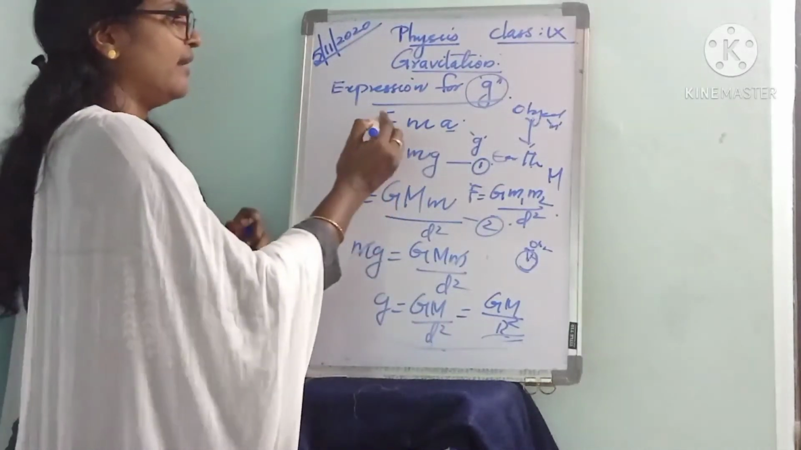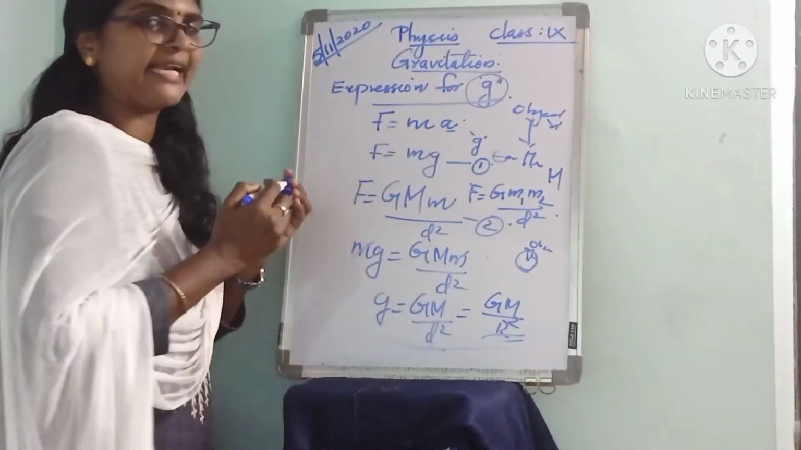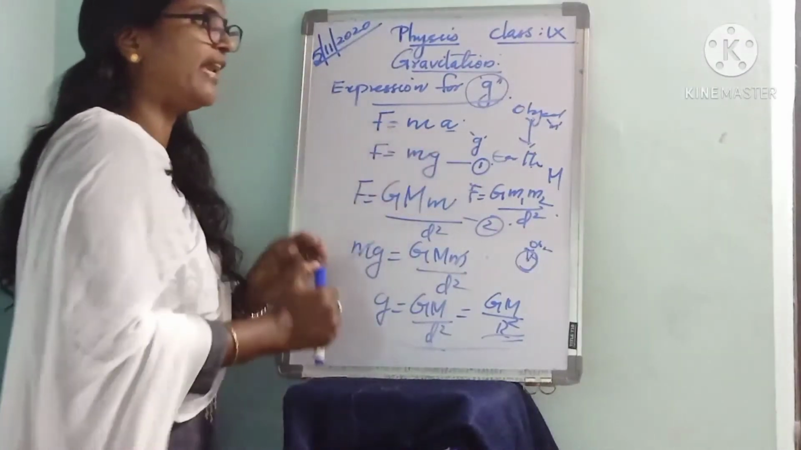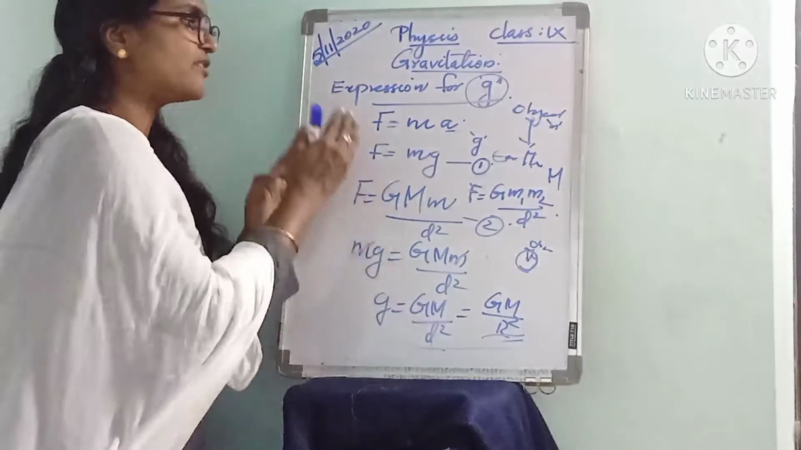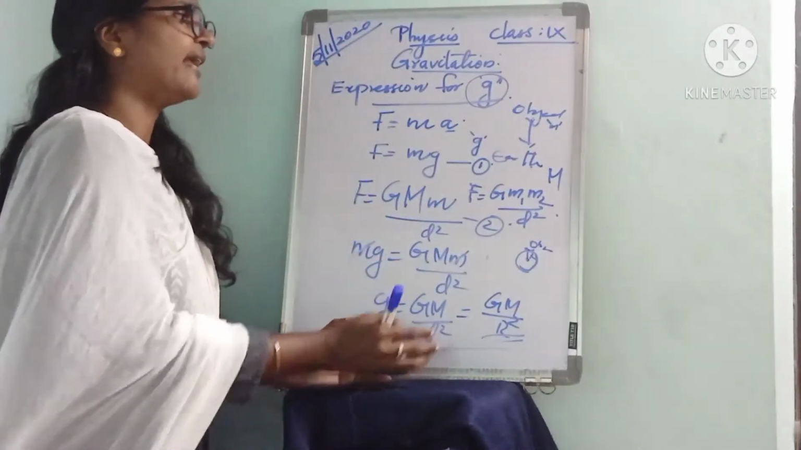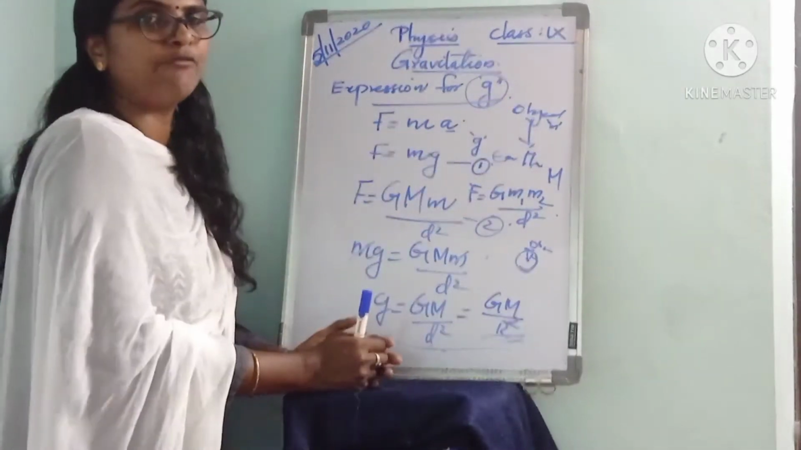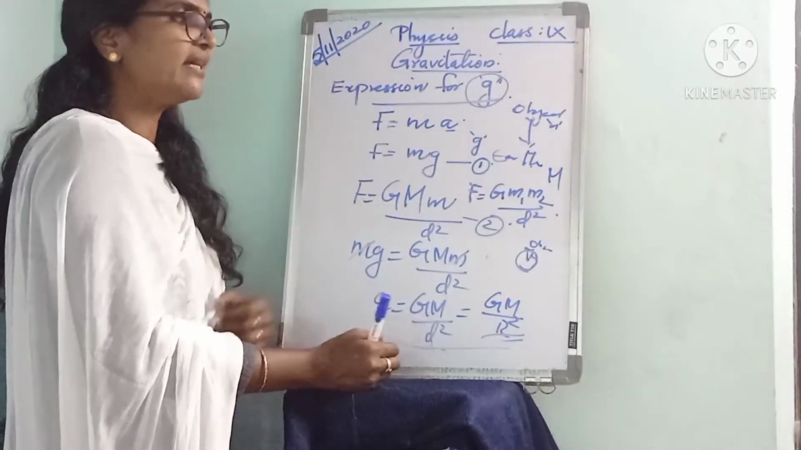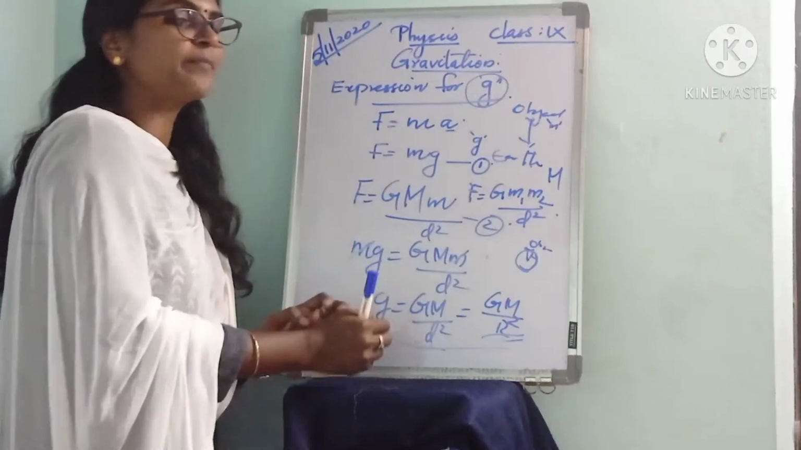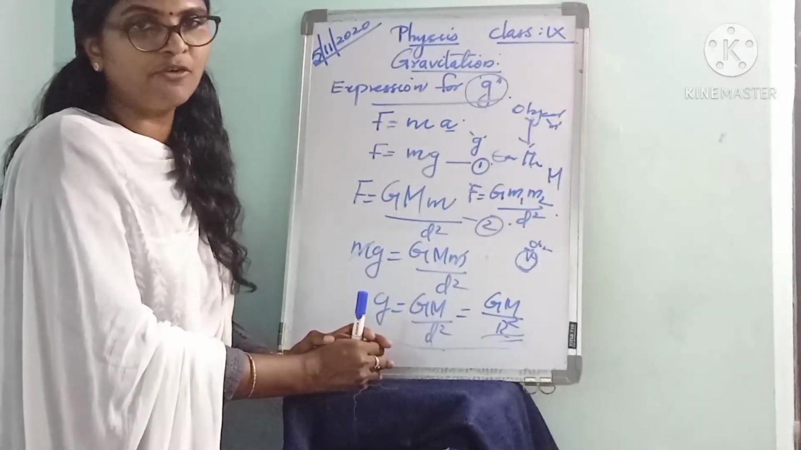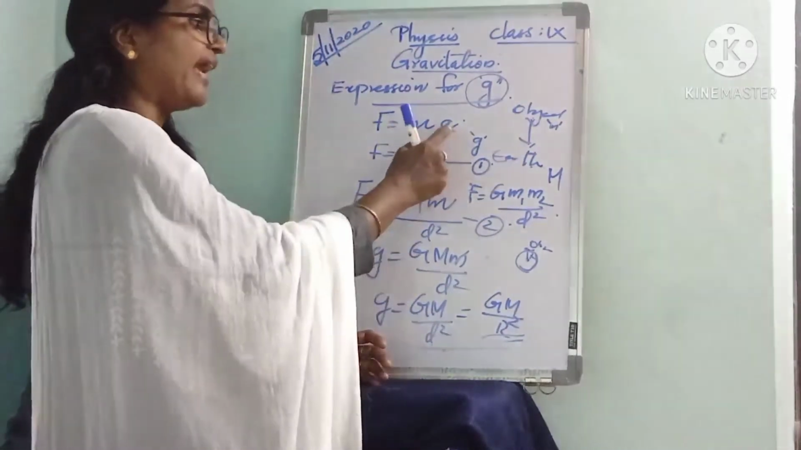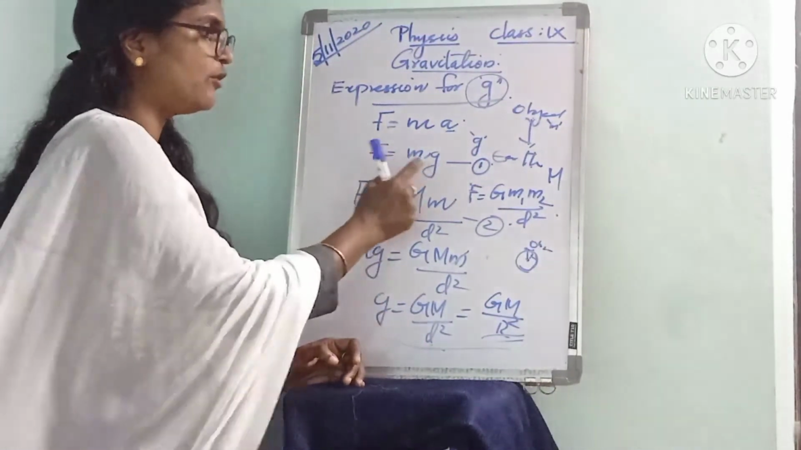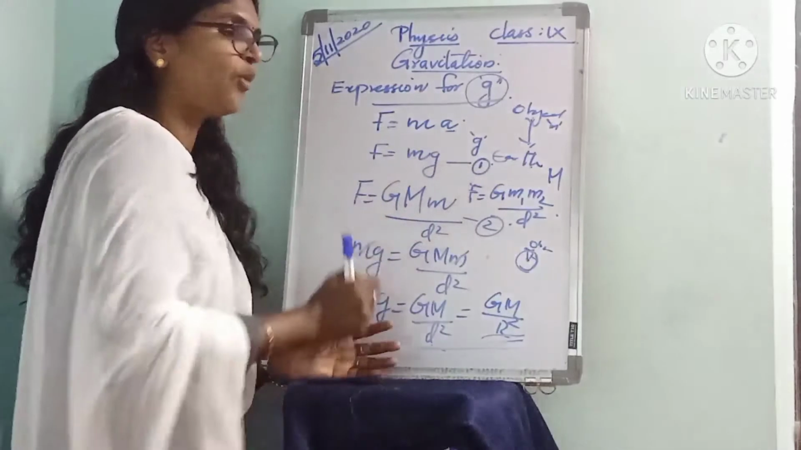And here, from Newton's second law, we can write the expression for force as F equal to m into a. Here we are considering the object and the Earth, the force between the object and the Earth. Because the acceleration is produced due to Earth's gravitational force, instead of a we have to write a small g, acceleration due to gravity. So F equal to mg. Let it be equation number 1.